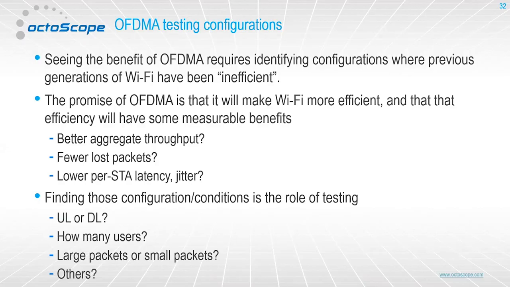more efficient. Do we want to look at throughput? Do we want to look at lost packets? Do we want to look at jitter, latency, whatever? And then there's a lot of different things we have to try and figure out. Is it better to look at uplink traffic, downlink traffic? How many users need to be on the network in order to figure out if OFDMA is doing anything useful? Should the packets be big? Should they be small? There are other things, right? Should we be adding QoS into the mix?